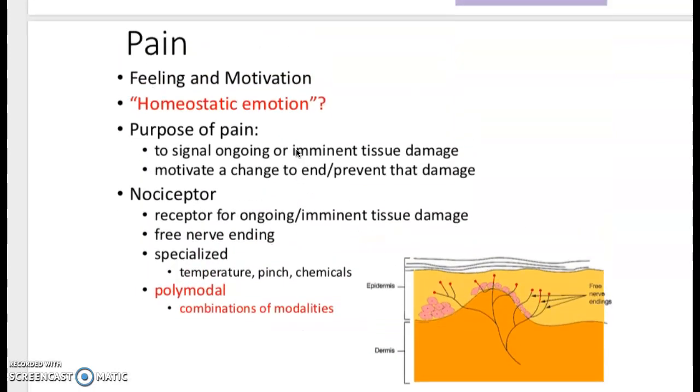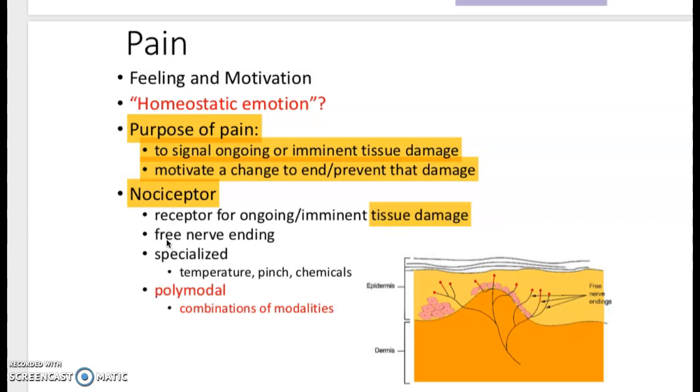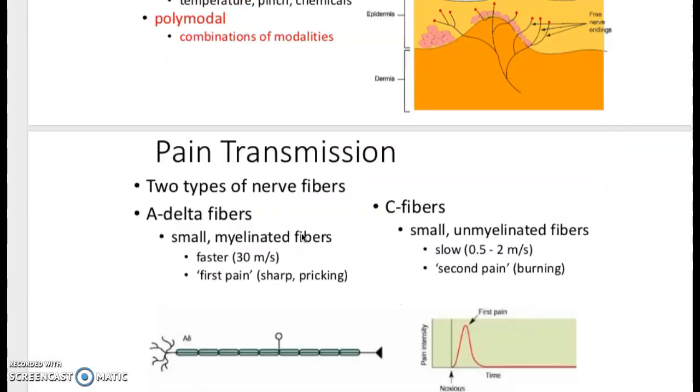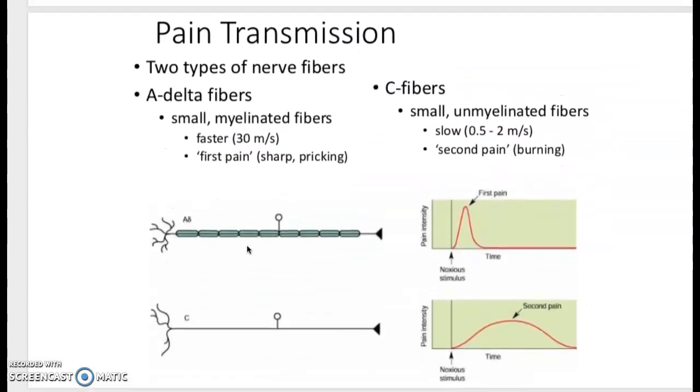So pain is really important. It signals us that there's damage happening, and it also motivates us to do something to make the pain stop. The receptors for pain are called nociceptors, and they notice tissue damage. These are free nerve endings. They are not encapsulated. Pain is transmitted in one of two different types of nerve fibers.